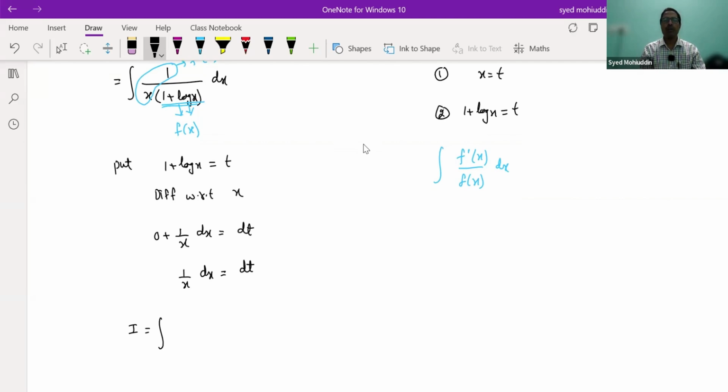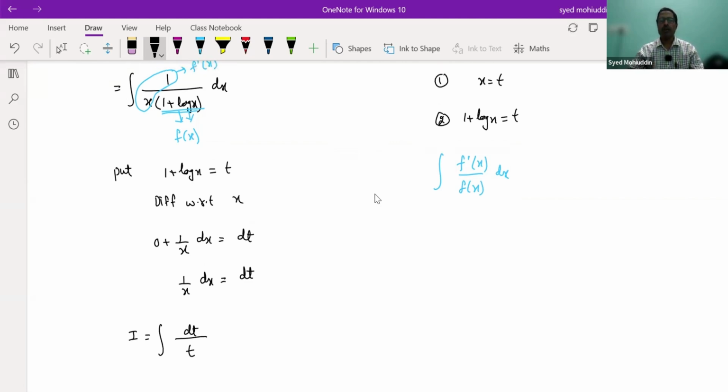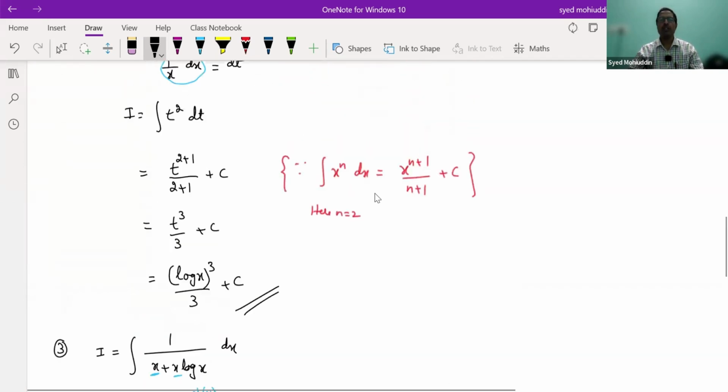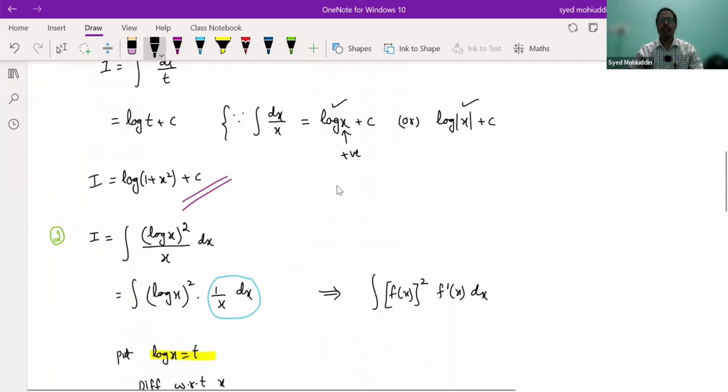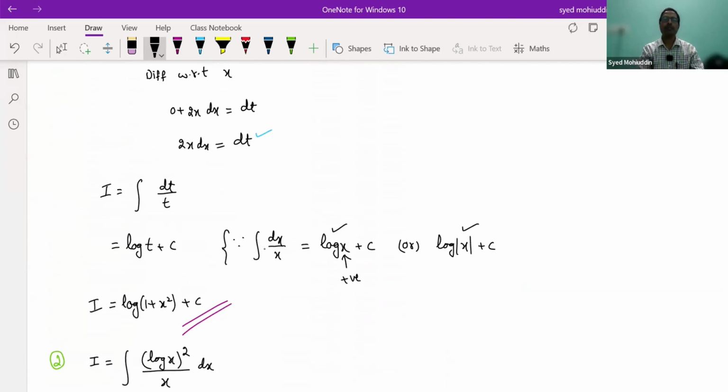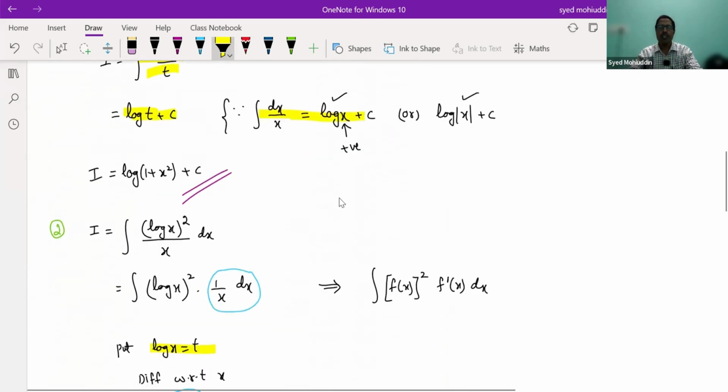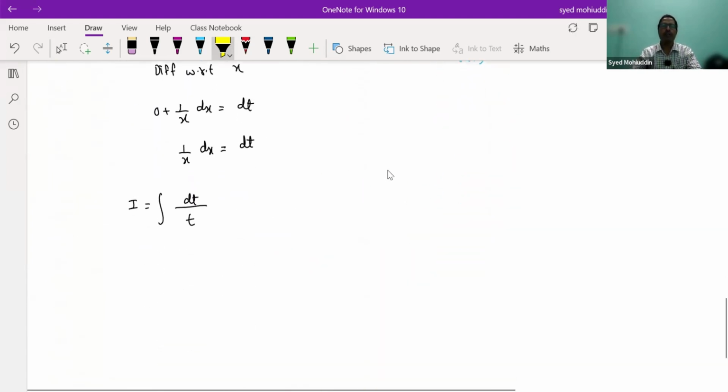Now if you plug this back into the given integral, it will be nothing but integral of 1 by x dx. So this 1 by x into dx is dt, divided by the denominator 1 plus log of x, which is taken as t. Therefore dt by t, I have already done it over here in the first problem. So dt by t will be log of t itself, log of t plus c.